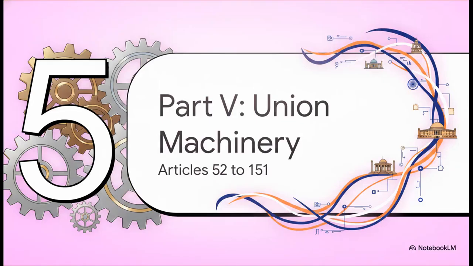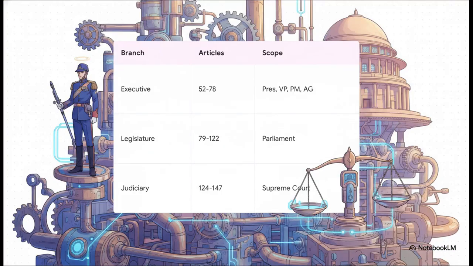Entering the final structural phase of our breakdown, let's examine Part 5, the Union Machinery, running from Articles 52 to 151. This is the massive mechanical apparatus that runs the state. The Union government is structurally split into 3 distinct branches. First, the executive, from Articles 52 to 78, covering the powers of the President, Vice President, Prime Minister, Council of Ministers, and the Attorney General. Second, the legislature, the Parliament, from 79 to 122, detailing the Lok and Rajya Sabha. And third, the Union Judiciary, from 124 to 147, establishing the independence of the Supreme Court.